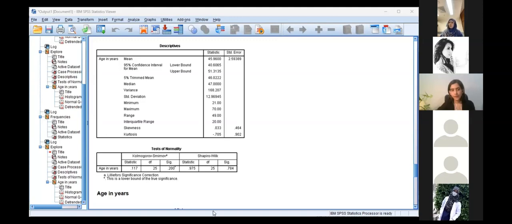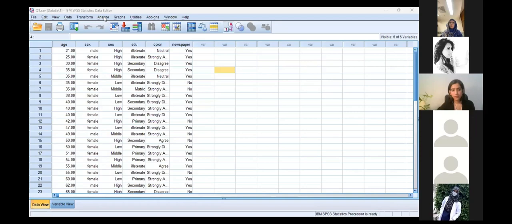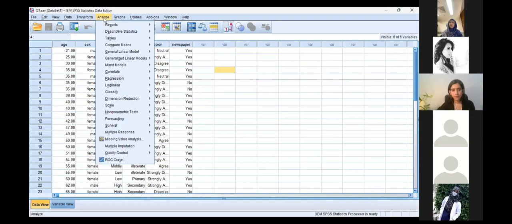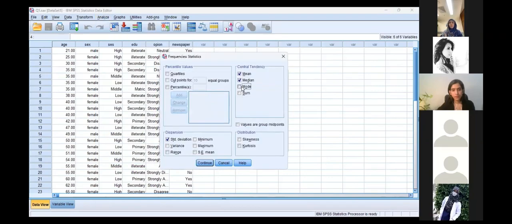So I'm going to quickly show you where to go and what the options are for median and IQR. It's similar to means. You go to analyze, descriptives, frequencies. And over here in statistics, you check on medians. You can check on mode as well. You can check on the quartiles. Quartiles, as I mentioned, give the interquartile range.